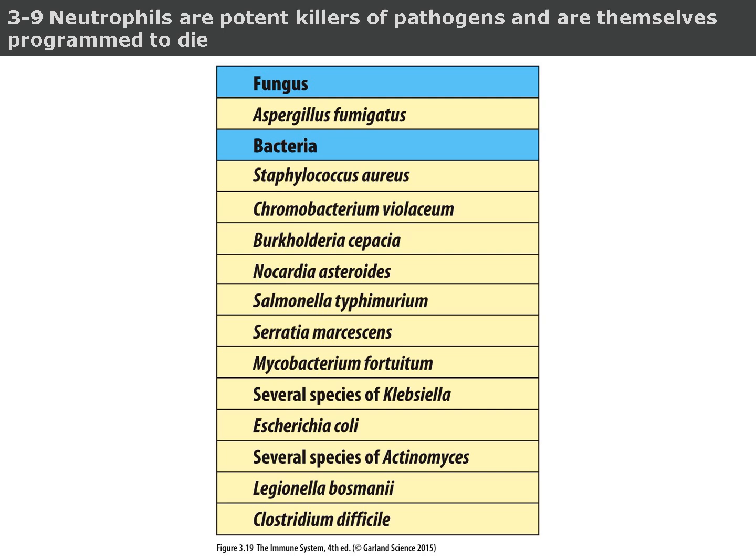Among fungi, Aspergillus fumigatus is a key target. This is a mold that can cause serious lung infections, especially in immunocompromised individuals. The majority of the chart is dedicated to bacteria, showing the breadth of neutrophil defense.